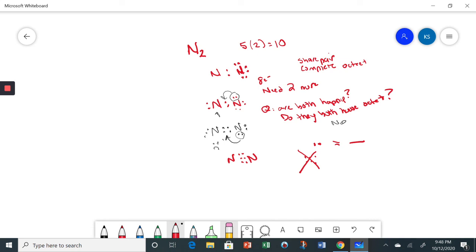And your bonds don't go up and down. They go side to side. So I have my 2 lone pairs. So this is equivalent to a triple bond in between the nitrogens. And you need to know nitrogen's triple bonded. If you cannot go through this process, you memorize this.